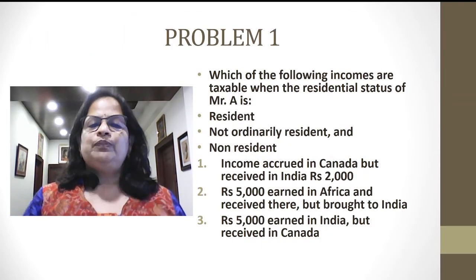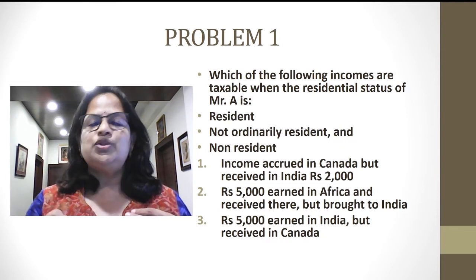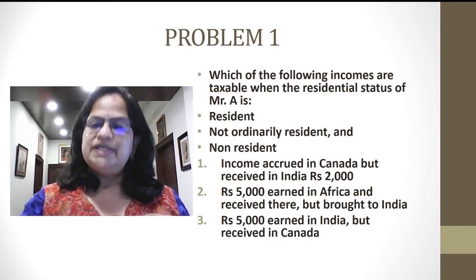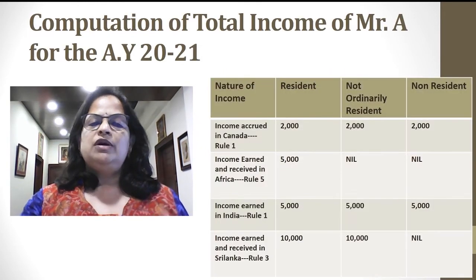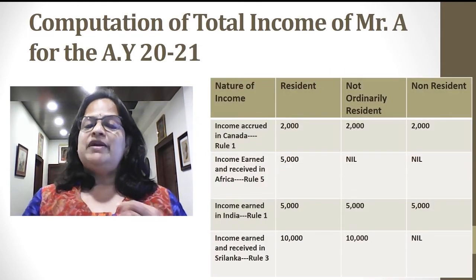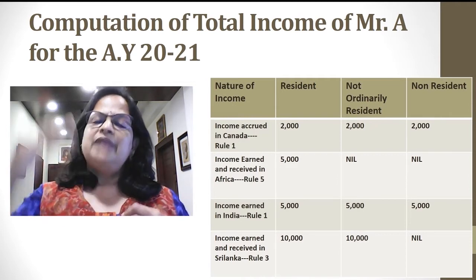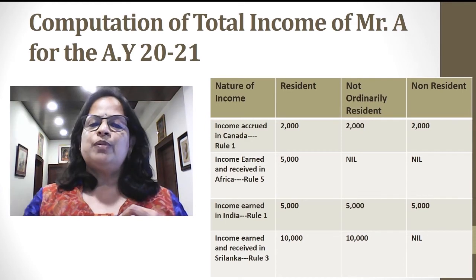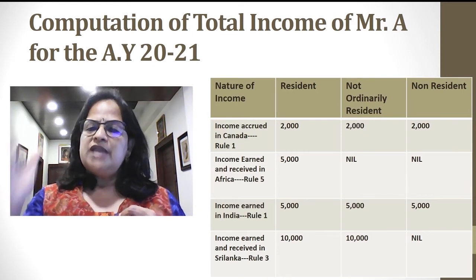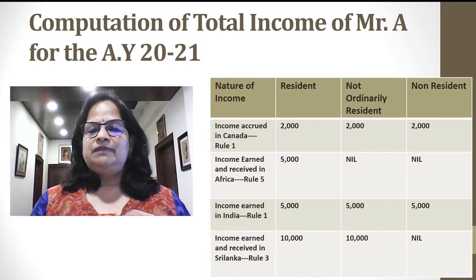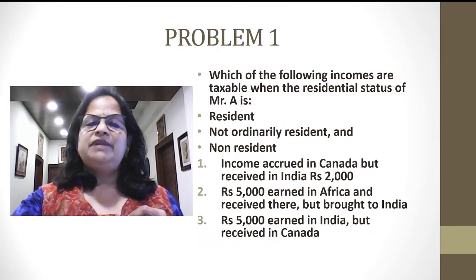Point number 2, rupees 5,000 earned in Africa and received there but brought to India. Foreign income received in a foreign country but we are bringing it to India. So what will be the rule? This is rule number 5. It's not business income or professional income; it's income from any other source other than business or profession. So for a resident, it will be taxable. Not ordinarily resident and non-resident, it will not be taxable. Rule number 5.